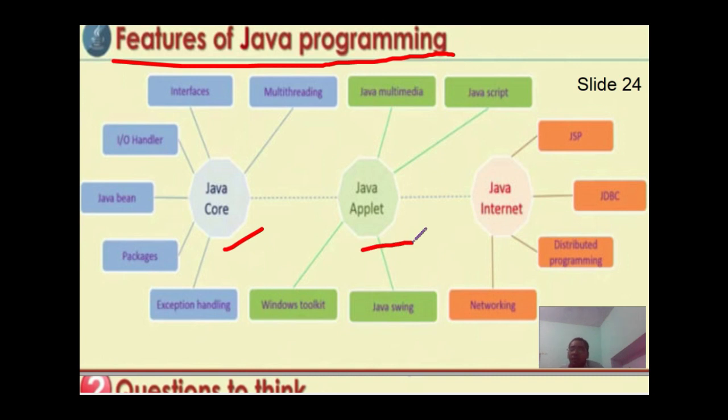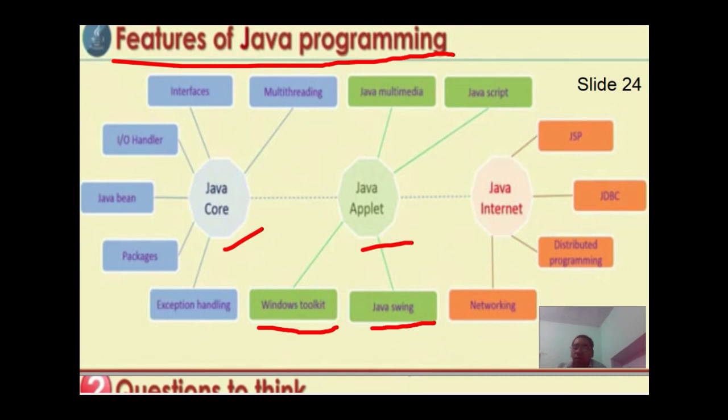Next is the Java applet. As you know, different operating systems, even mobiles, give you a lot of user interfaces, called the graphical user interface, or speech interface, or touch interface. Java applet programming is suitable for developing such interfaces, and here we use Java multimedia, JavaScript, the Windows toolkit and Java Swing. These are the basic concepts we have to learn before developing our own user interface in the form of a GUI.